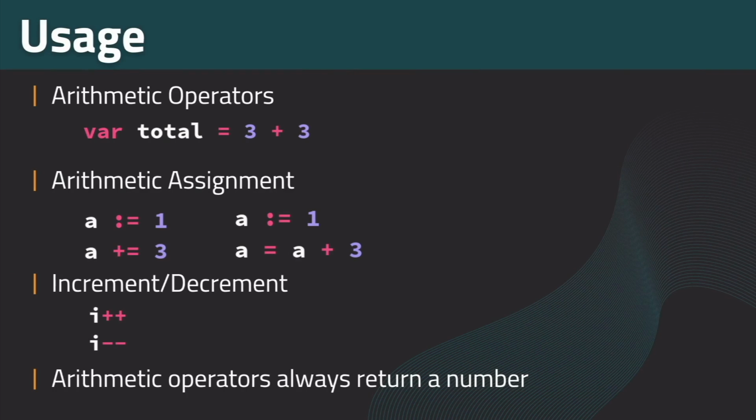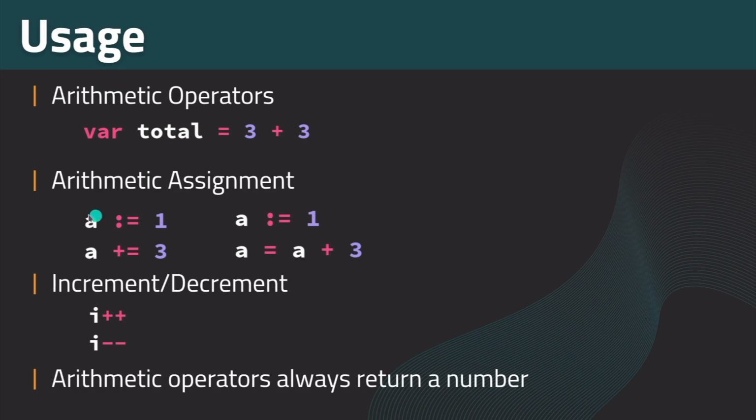Let's take a look at how to use some operators. So for using arithmetic operators, here we're creating a variable named total, and we're just using 3 plus 3. So our operator here is plus, our operands are 3 and 3, and that'll be assigned to 6, and it'll be placed into the total variable.